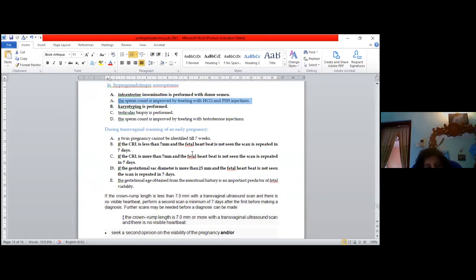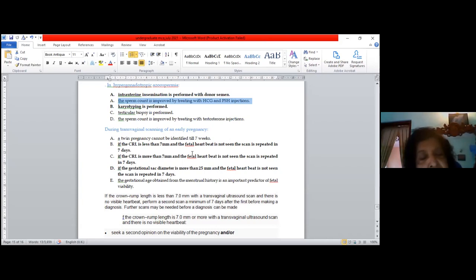If the CRL is less than 7 millimeters and the fetal heartbeat is not seen, the scan is repeated in 7 days. If the CRL is less than 7 millimeters, anyway the fetal heartbeat cannot be seen. Therefore, the scan has to be repeated in 7 days. Even if the CRL is more than 7 millimeters, the first step in the management is to repeat the scan in 7 days to identify the fetal heartbeat. That is what the guideline says. So if the CRL is less or more, you repeat the scan in 7 days.